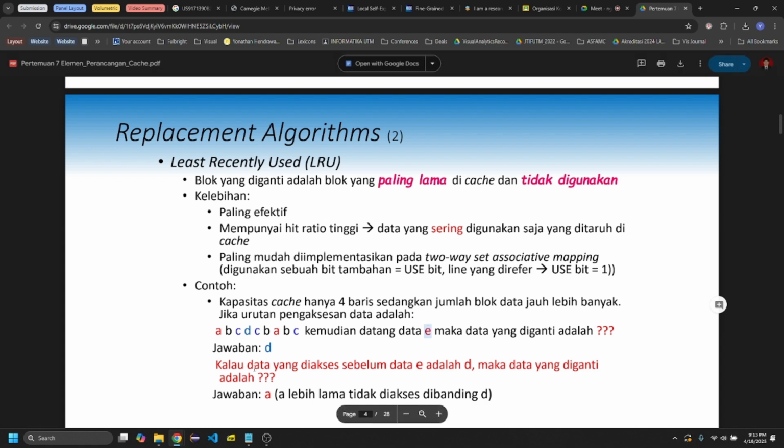Now, if before C here is another D, so which one is being replaced? The answer is A, because here is C, before C is D, before D is B, before B is A. So A is the farthest from C.